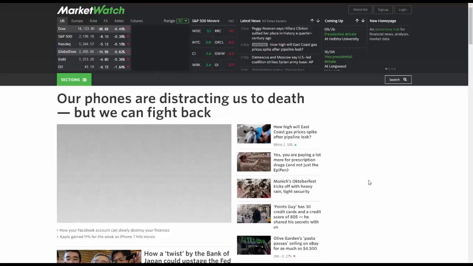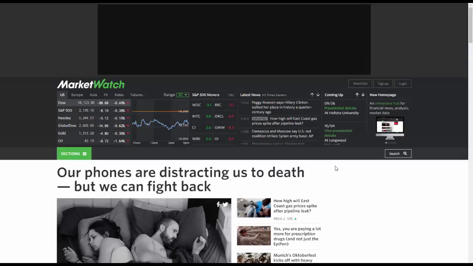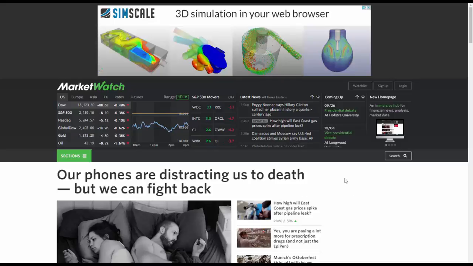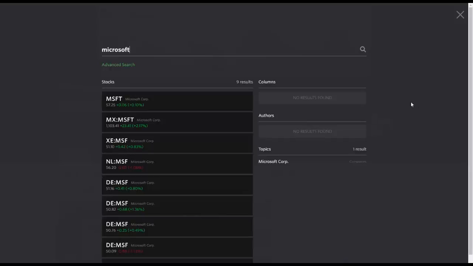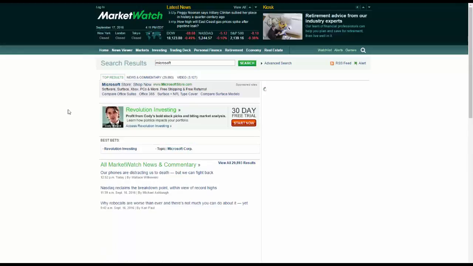This site is going to give us all kinds of information, market news, and so forth. But to find a specific stock, for example Microsoft, we can go here to where it says search, and it will give us the opportunity to enter a name or a symbol. I can type in Microsoft and hit search, and it will give us the symbol for Microsoft right here.